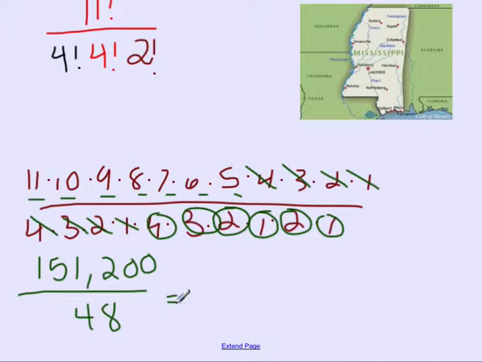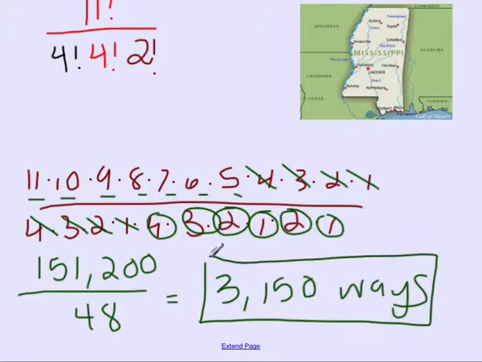So now I'm going to take 151,200 divided by 48. And when I do that, I get 3,150 ways that you can arrange the letters in Mississippi, which actually doesn't seem like that much considering it has 11 letters, but they're being repeated, and that's why.